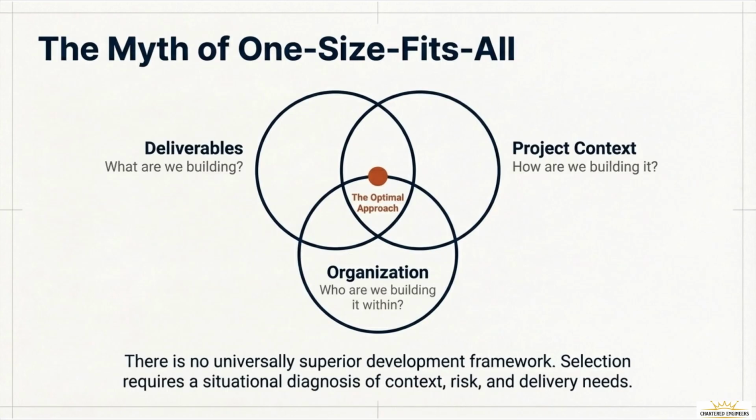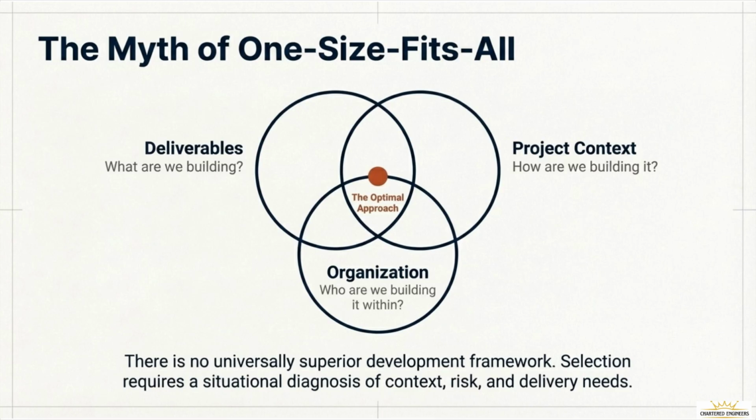Is there one perfect way to run a project? Many junior managers search for a single, superior framework, the one-size-fits-all solution. But the reality is that such a thing doesn't exist. The optimal approach is always a result of a situational diagnosis. Think of it like a medical professional. You wouldn't prescribe the same medicine to every patient. You look at the symptoms and the patient's history first.